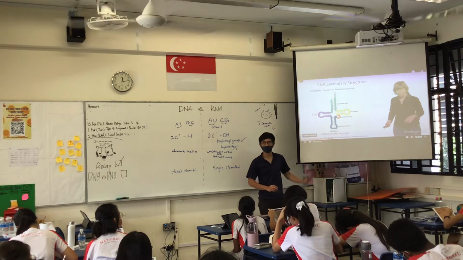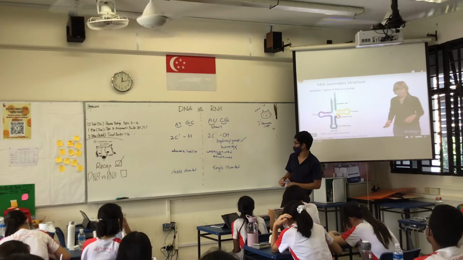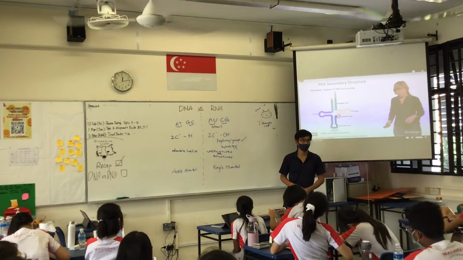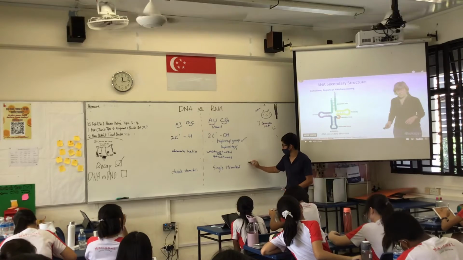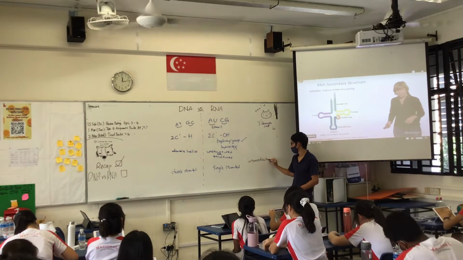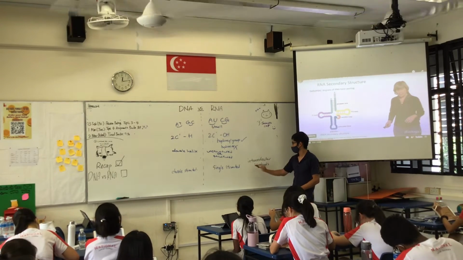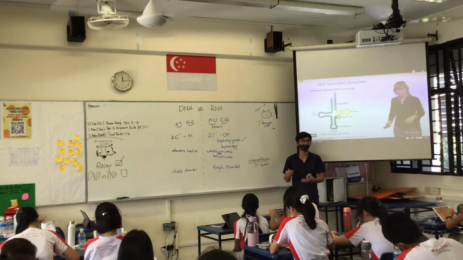Oh, this is the side view. Again, we flatten everything out. Yes? Wait, so you're saying because of that hydroxyl group, it makes hydrogen bonds within itself? Correct. If you want to use a more chem word, it means intramolecular hydrogen bonds. Intra means within, molecular means molecule. So these hydrogen bonds are within itself.